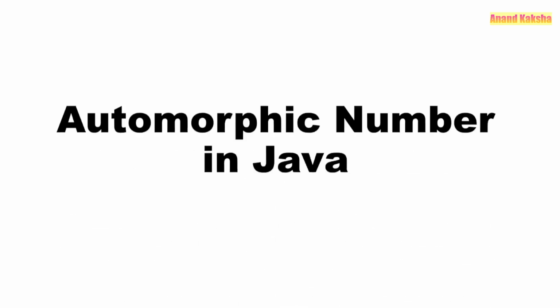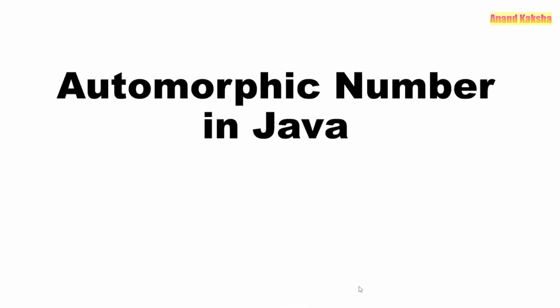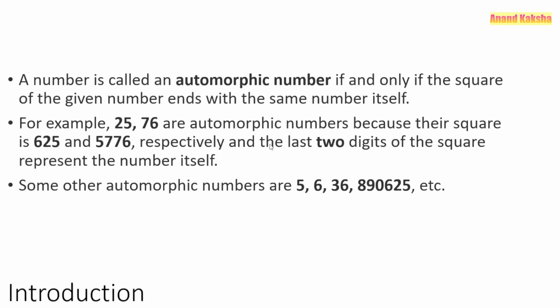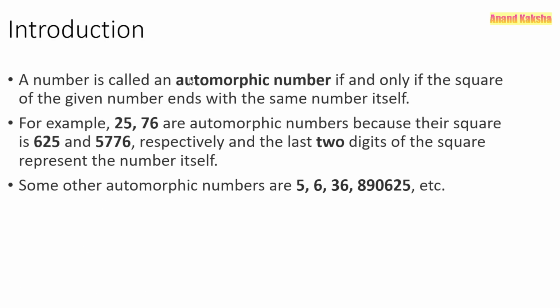So friends, in this video, we are going to talk about automorphic number in Java. So what is automorphic number in Java? A number is called an automorphic number if and only if the square of a given number ends with the same number itself. What does it mean?